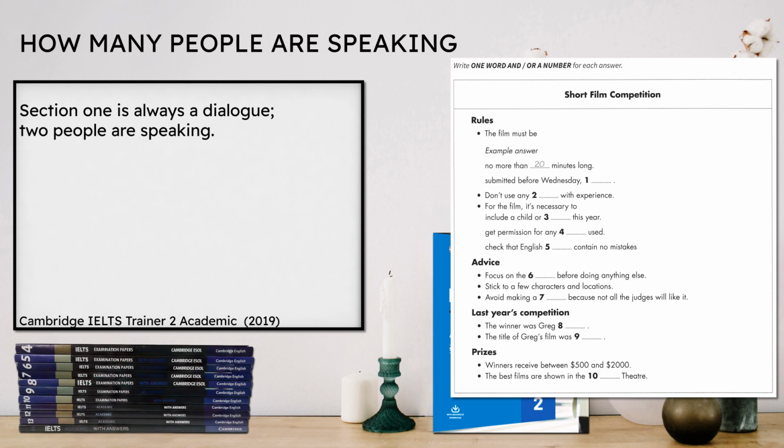Now let's look at section 1. How many people are speaking? Section 1 is always a dialogue. That's a conversation between 2 or more people. In section 1, it's always 2 people speaking.